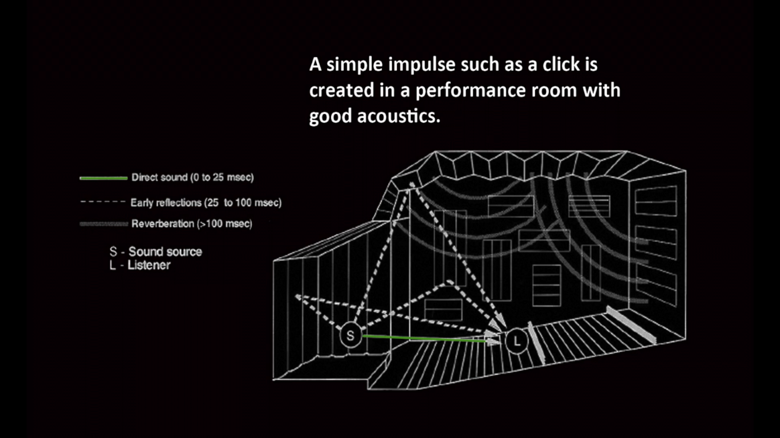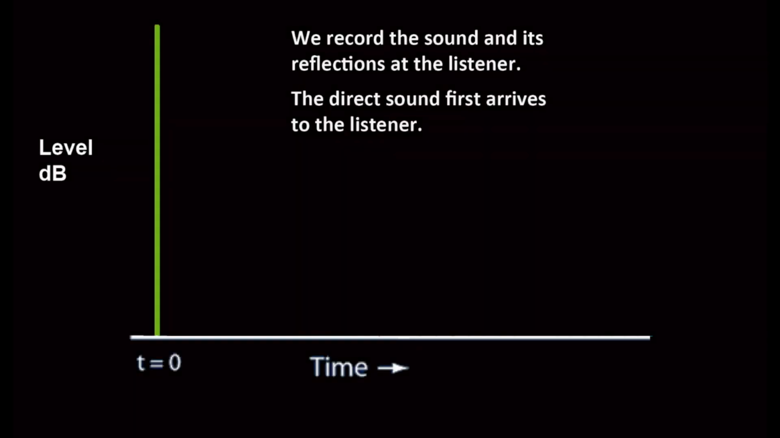Here, a simple impulse such as a click is created in a performance room with good acoustics. The green line is the shortest and indicates the direct sound. The dotted line represents early reflections from 25 to 100 milliseconds, and the solid lines represent everything after 100 milliseconds, the multipath reverberation. In this graph, time is displayed along the horizontal axis and level is displayed along the vertical axis. We record the sound and its reflections at the listening position.